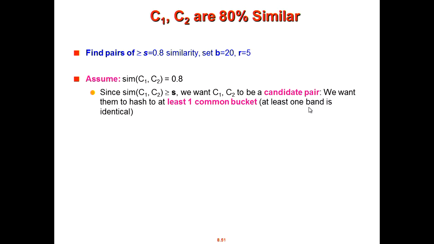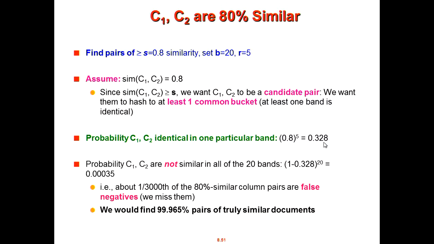So that's our idea. Now let's do some analysis. What is the probability that C1 and C2 are identical in one particular band? Because their similarity is 0.8, right? There are 5 bands. So the probability that they are identical in one band is 0.8 to the power of 5, which is this value. And now we check the probability that they are not similar in all of the 20 bands.